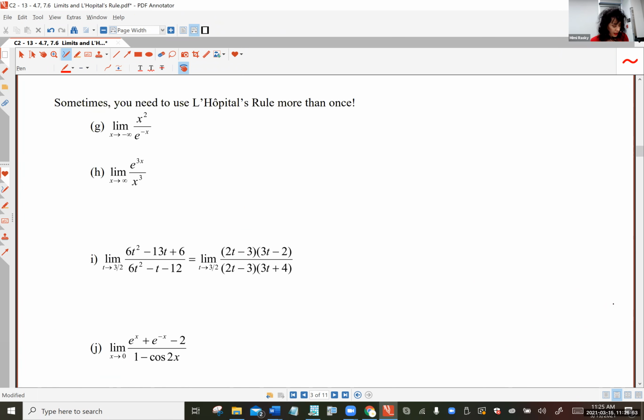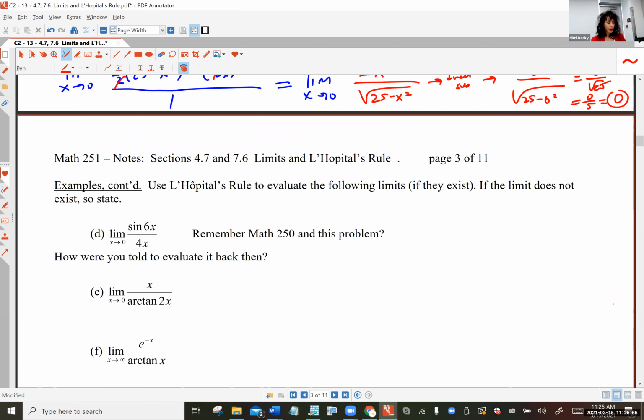Okay, sometimes you run into problems that Math 250 students do, and they're not allowed to use L'Hopital's. If you use direct sub here, you're going to get sine of 0 all over 4 times 0, which is 0 over 0. So I can apply L'Hopital's.